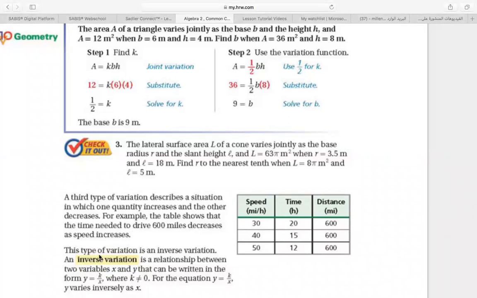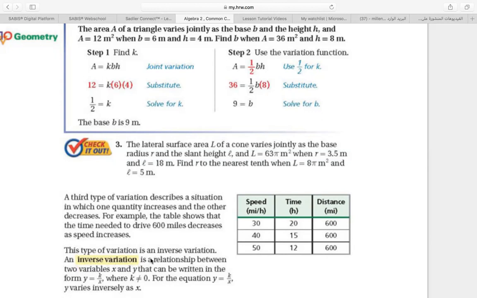Inverse variation. The third type of variation describes a situation in which one quantity increases as the other decreases. For example, the table shows that the time needed to drive 600 miles decreases as the speed increases. As we know, when we increase the speed, the time decreases. If we want to reach on time, we increase the speed, so the time will decrease, so we will arrive on time.